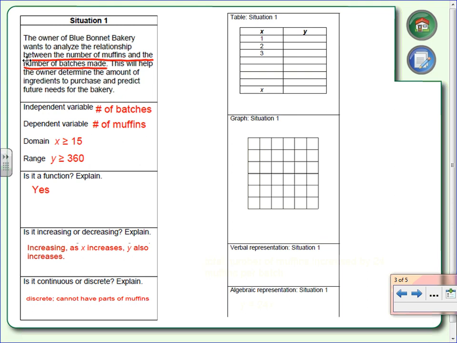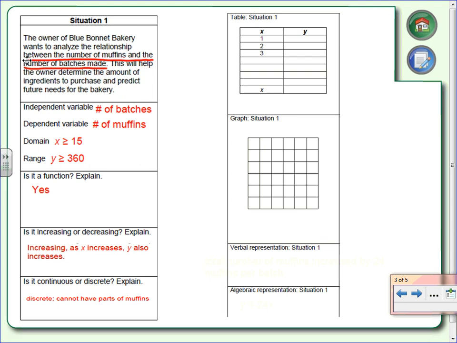The reason we're not going to connect the points is because we need to keep in mind what we're talking about. We're talking about muffins, and we cannot have a part of a muffin. You can't go and make 2.5 muffins. You can make 2 muffins, you can make 3 muffins, but you can't make 2.5 muffins. We can have 12 muffins, but we can't have 12.5 muffins. There is no partial muffin, which is why we're calling this discrete. If we were to call it continuous, that would mean that we'd be including part of a muffin, and that's just not true. Can't have it.